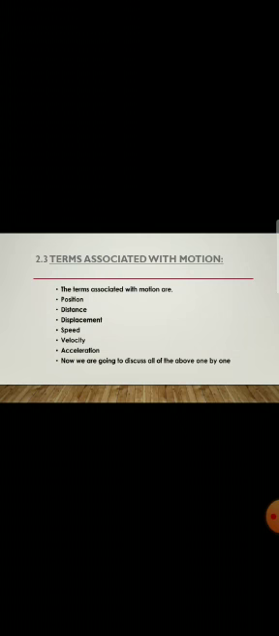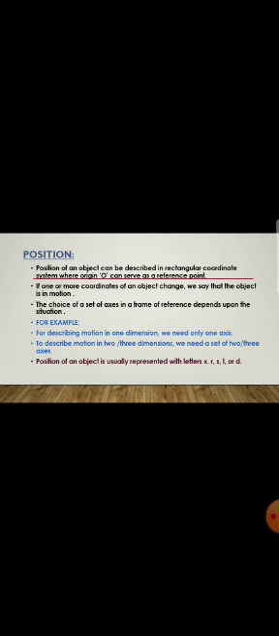Now we are going to discuss all of the above one by one. So the number 1 is position. The position of an object can be described in a rectangular coordinate system where origin O can serve as a reference point. If one or more coordinates of an object change, we say that the object is in motion.